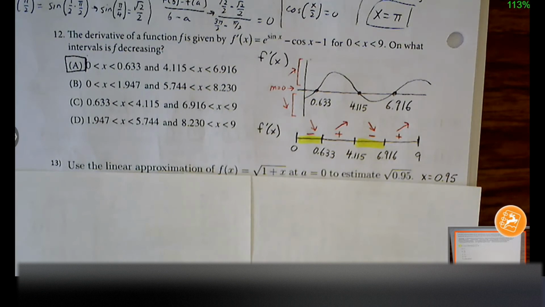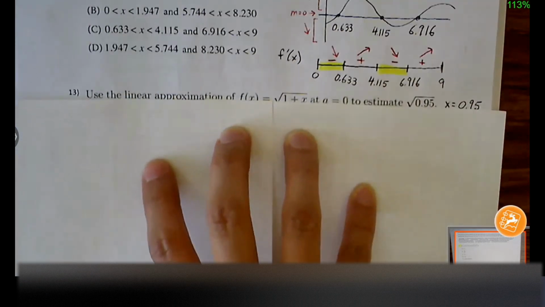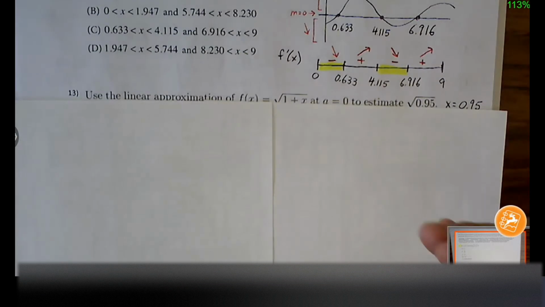Okay, last one here, use linear approximation. So linear approximation, we want to gather ordered pair and slope, create our tangent line equation, and then finally, we can insert our decimal value.